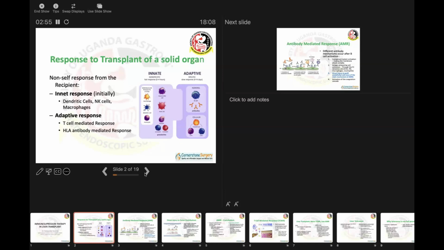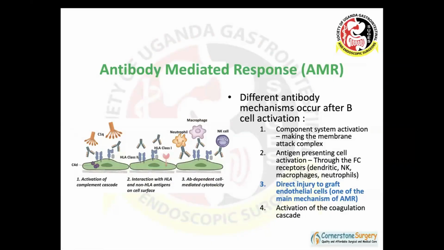They move with these antigens from the donor and go to the lymph nodes and activate the T-cell mediated response and the antibody-mediated response. Specifically, we are going to talk about the antibody-mediated response. When innate cells are activated, they go to the lymph nodes. In the lymph nodes, they set up 2 responses, which we call the delayed responses: the antibody-mediated response and the T-cell mediated response.